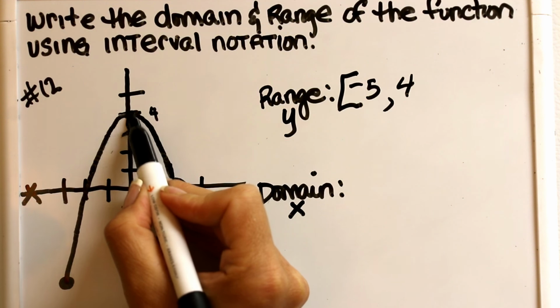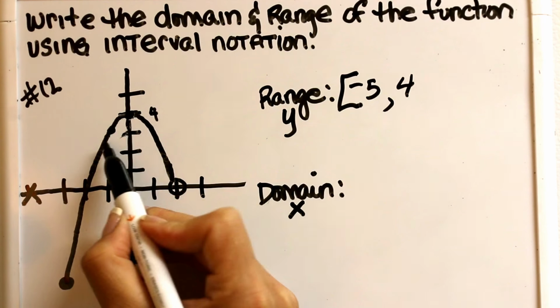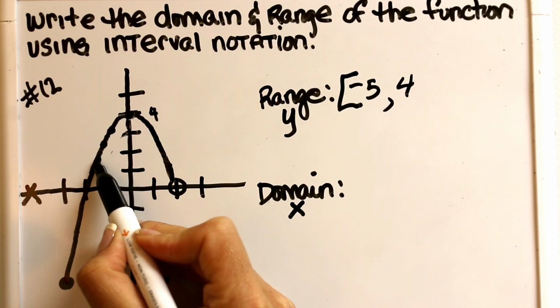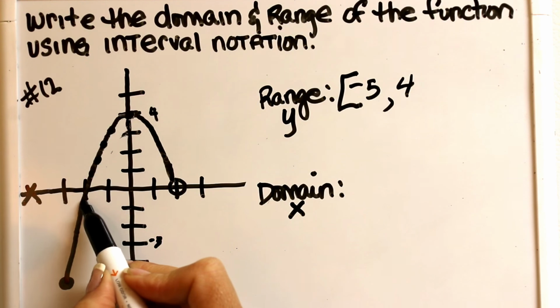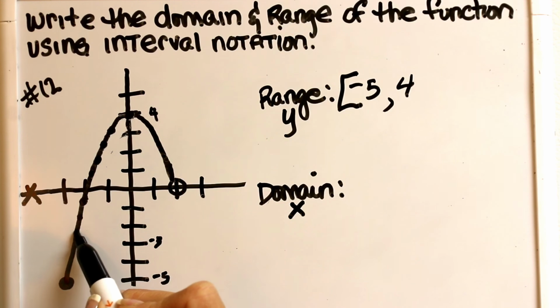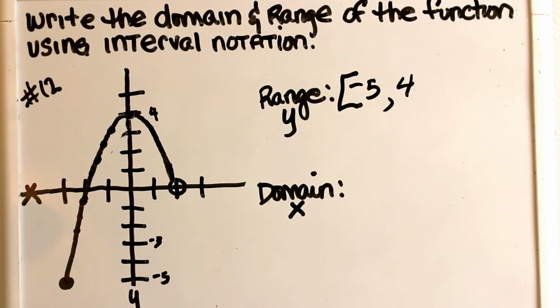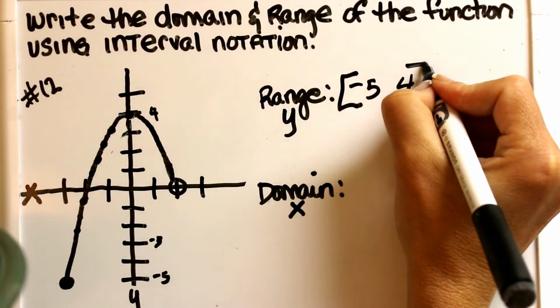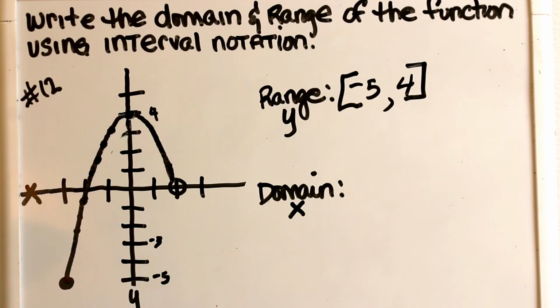It actually touches the 4, just like all of these dots on our function. They don't need to color them in real dark and big, but they are points on the function. Since it includes the 4, we use a bracket.